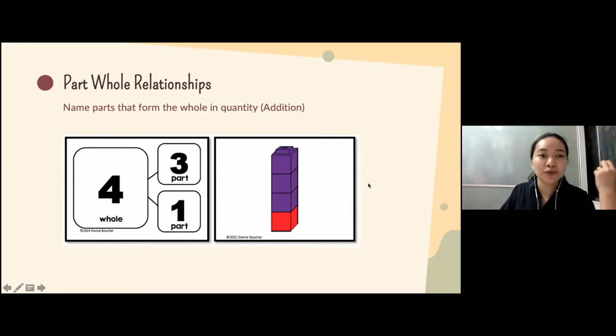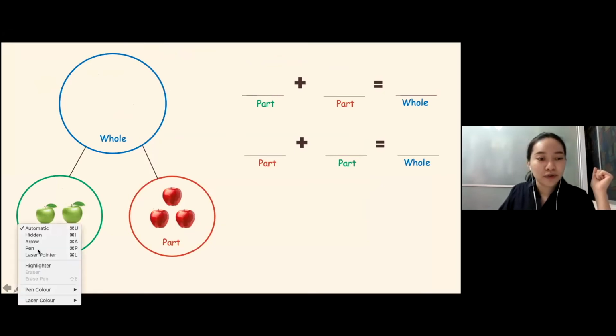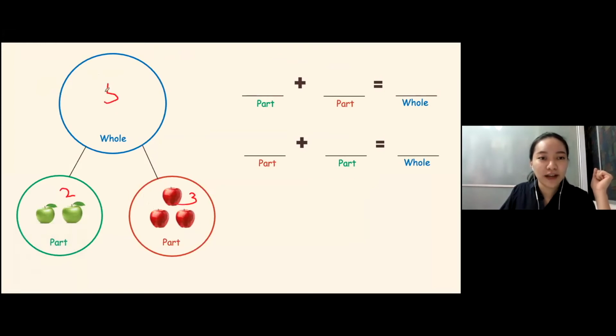So in our school, at this level, we teach them the idea that parts form the whole in quantity only in addition. So let's look at this. We have 2 green apples and 3 red apples. So you can ask the kid, 2 and 3 all together, how many do we have? We have 5. So we have 2, then we have 3, and then all together is 5. Another way, we can have 3 and 2. All together we get 5.